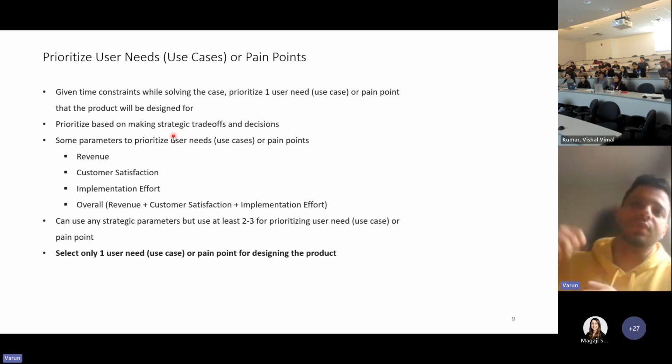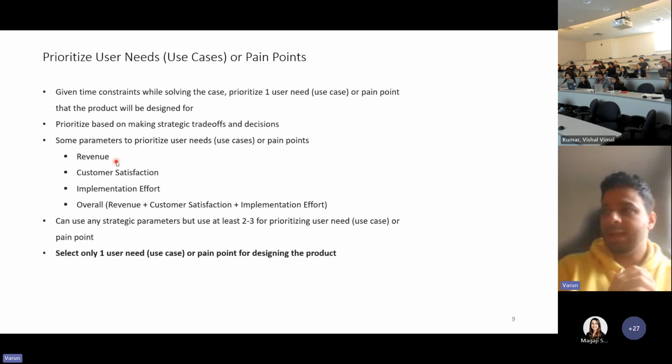Once you've listed the users, once you've listed their 2 to 3 pain points, then you prioritize that one pain point and also consider things like whether you'll make revenue out of it, because ultimately a product is commercially successful only if you make money out of it. Is it helping the customers? What's the customer satisfaction? What's the implementation effort? This, of course, is the amount of work that would go into actually building the product or service or the execution. And then use these 3 categories to come to one singular focal point of view or one pain point for which you will design the product, right?